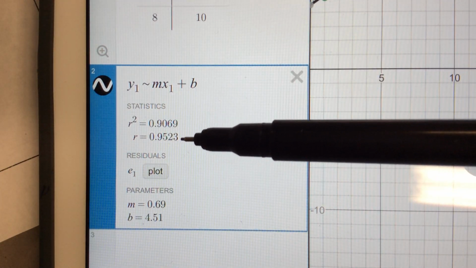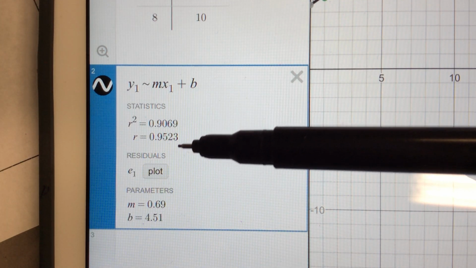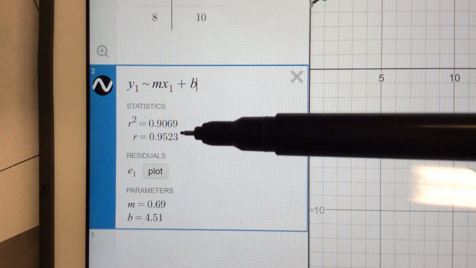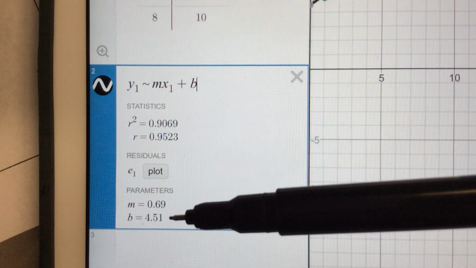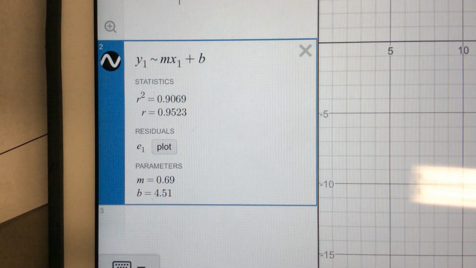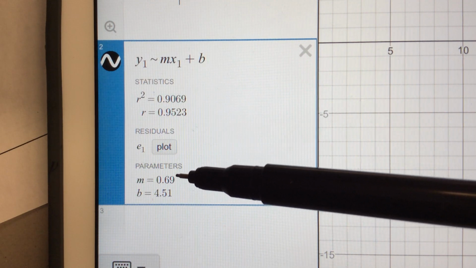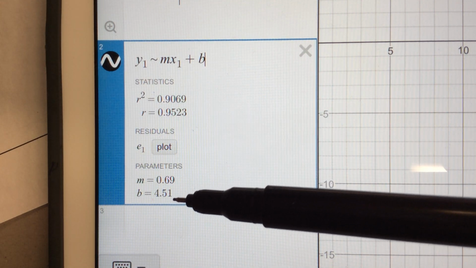Notice I have R squared and R. So R is equal to 0.95. That's really close to positive 1, so it shows we have a strong positive correlation. If I wanted the actual equation of the line that it puts for me, m, which is the slope, is 0.69, and b, our y-intercept, is 4.51.